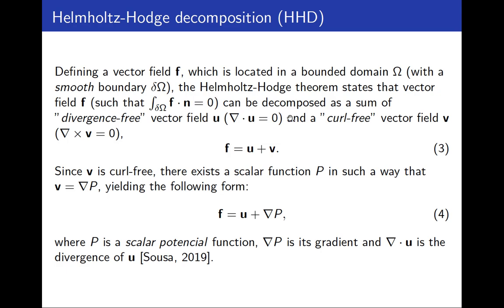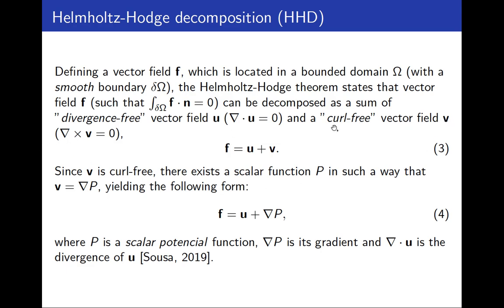So this vector field F can be decomposed as a sum of a divergence-free vector, which we will call U. Divergence-free means that the divergence of this vector U has to be equal to 0. And then the second component of this decomposition will be a curl-free vector field that we will call UV.